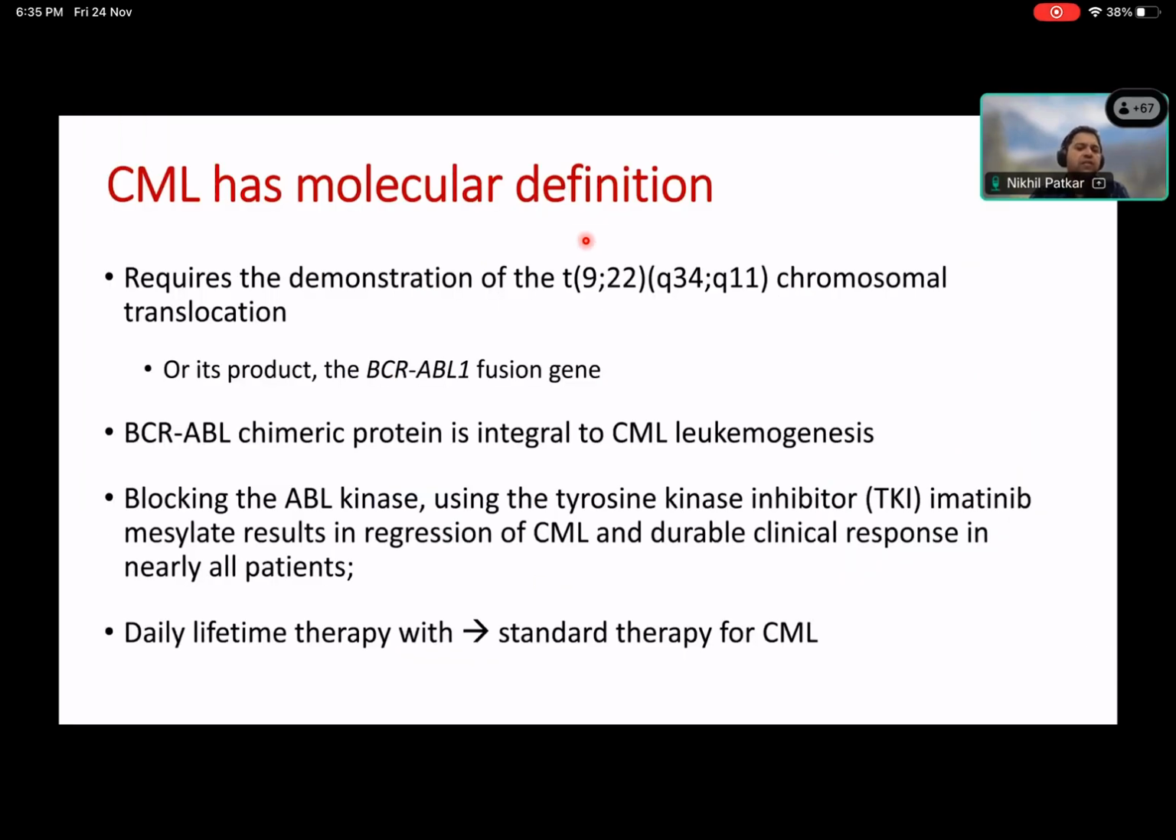CML, as you know, has a molecular definition which requires the demonstration of the translocation t(9;22) or its product, the BCR-ABL1 fusion gene. The BCR-ABL chimeric protein is integral to CML leukemogenesis, and blocking the ABL kinase using a tyrosine kinase inhibitor results in regression of CML and durable clinical responses in nearly all patients. The standard of treatment now is daily lifetime therapy with imatinib mesylate or its newer drugs.